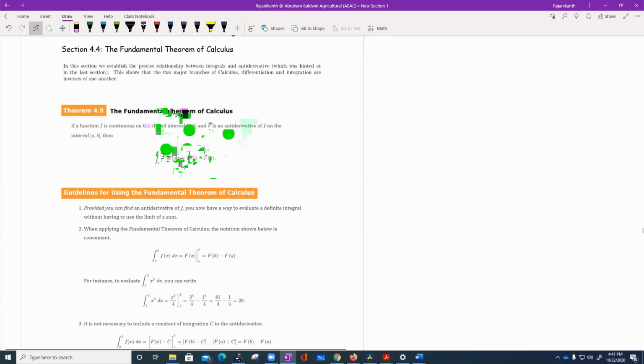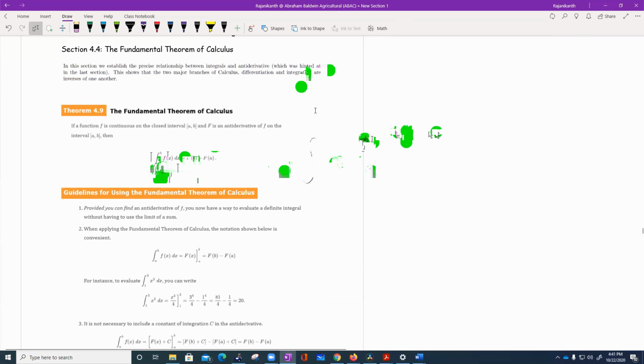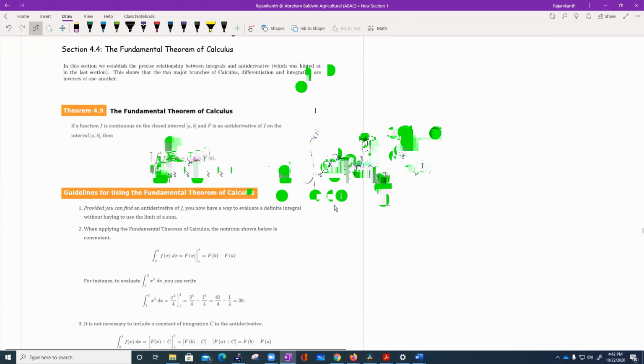Theorem number one. You could think of this as a very useful formula. If you are asked to find a definite integral, for example, the integral of x squared from 1 to 3, then in my example, f is x squared, a is 1, and b is 3. How do you find this answer?